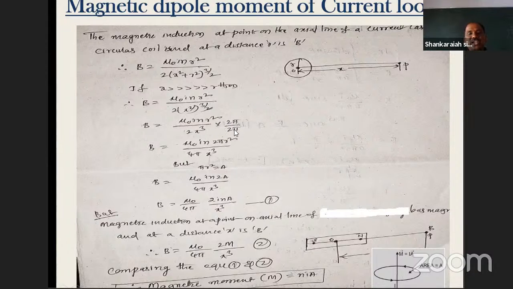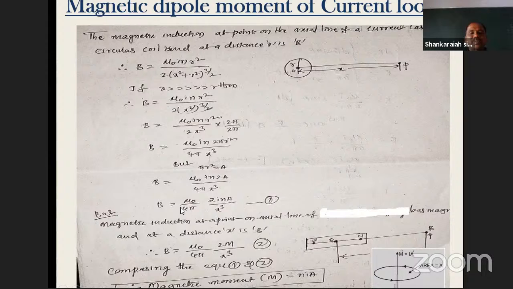Multiply and divide with 2 pi. Then write 2 pi r square, and here 2 into 2 pi is nothing but 4 pi x cube. Mu naught I n 2 pi r square divided by 4 pi into x cube. But pi r square is the area of the coil. Pi r square is equal to A. Here mu naught I n into 2A divided by 4 pi x cube.